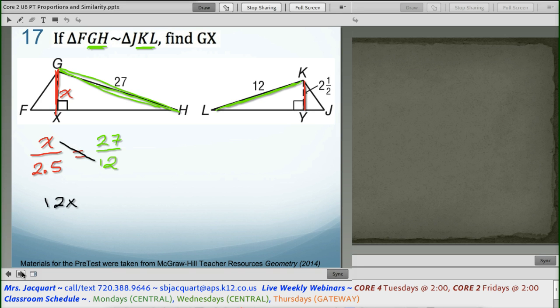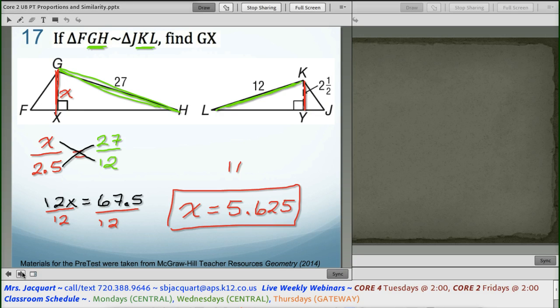12x equals 2.5 times 27. 67.5. Divide both sides by 12. So x equals 5.625. That was GX.